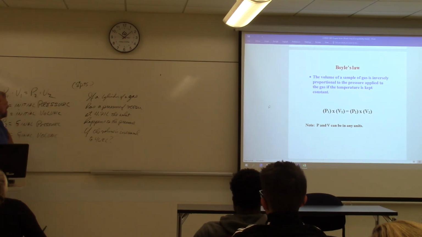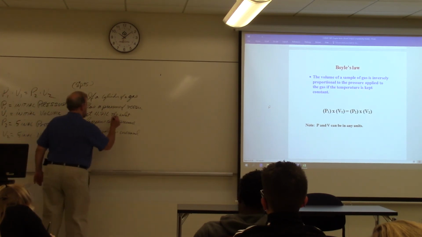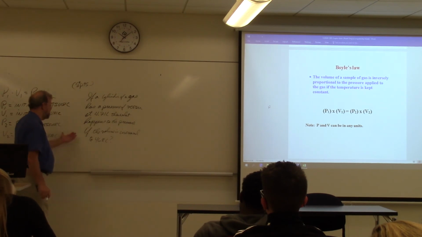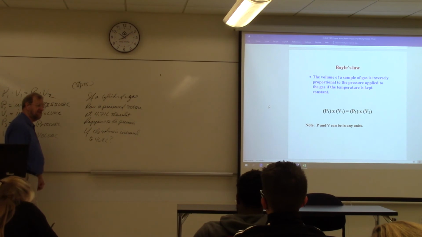If a cylinder of gas has a pressure of 756 torr and 4.71 L, L is liters, it's a measure of volume, then what happens to the pressure if the volume is increased to 46.8 liters?